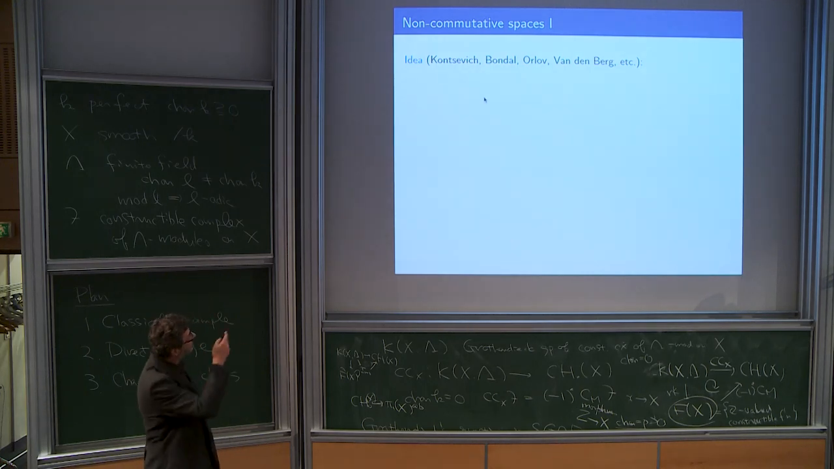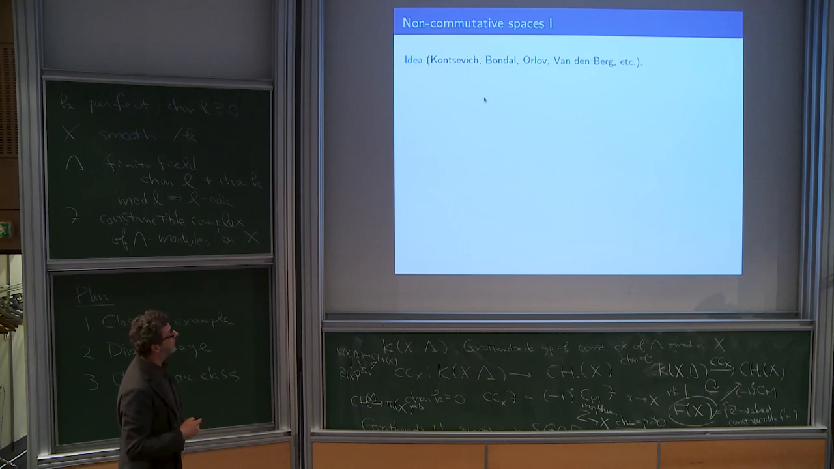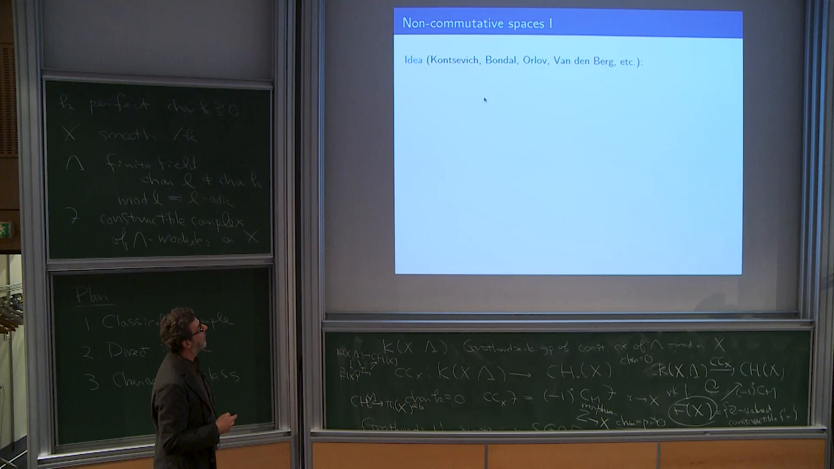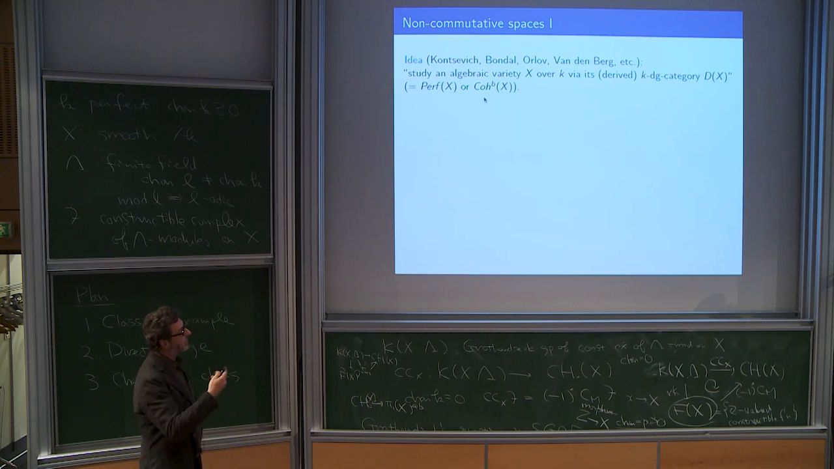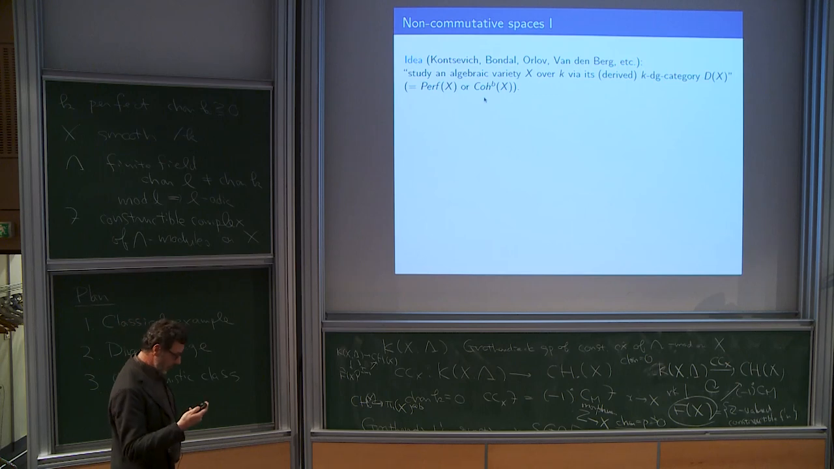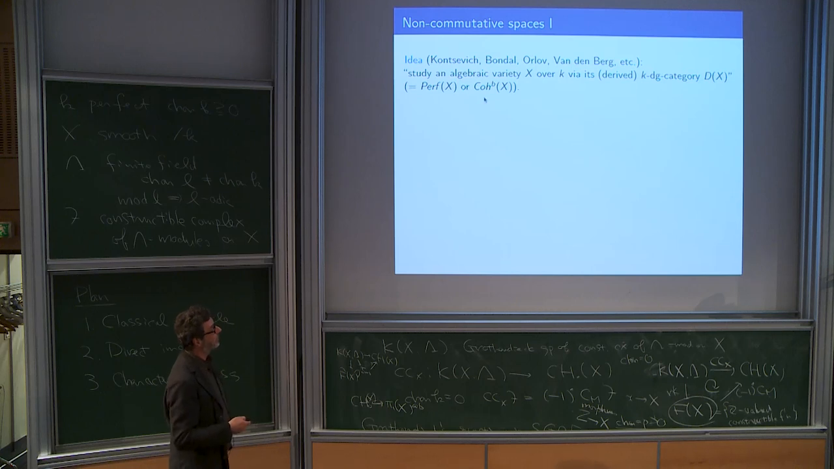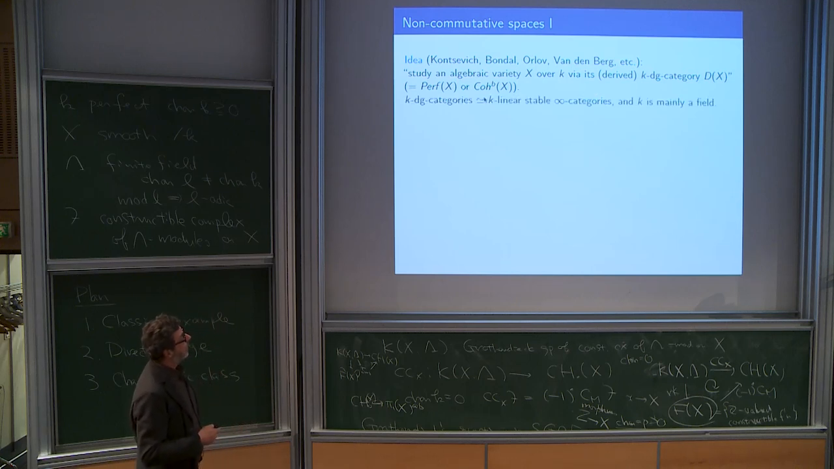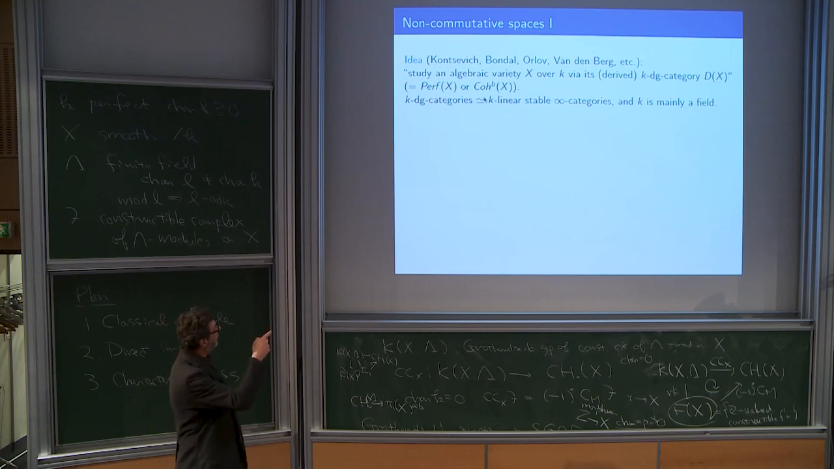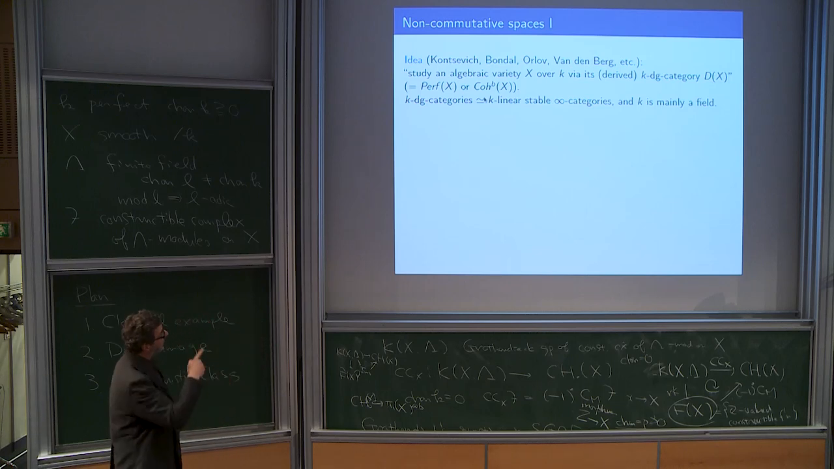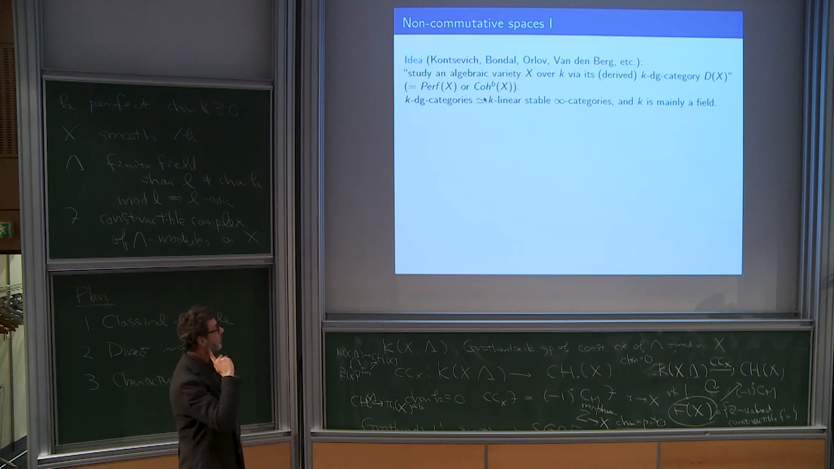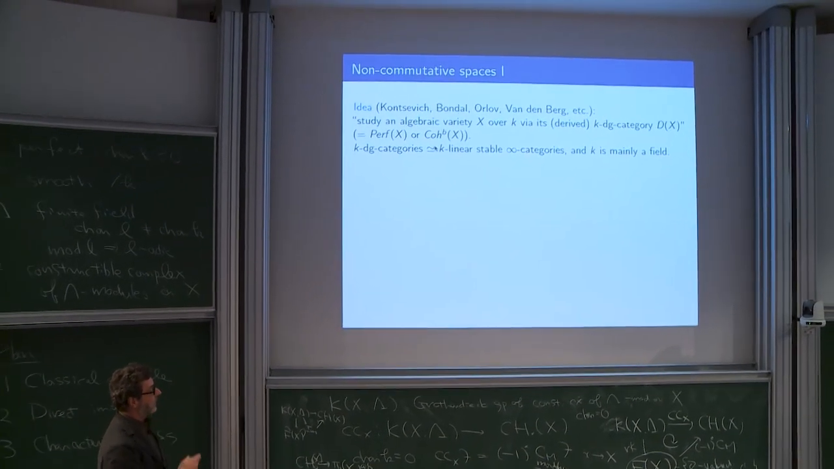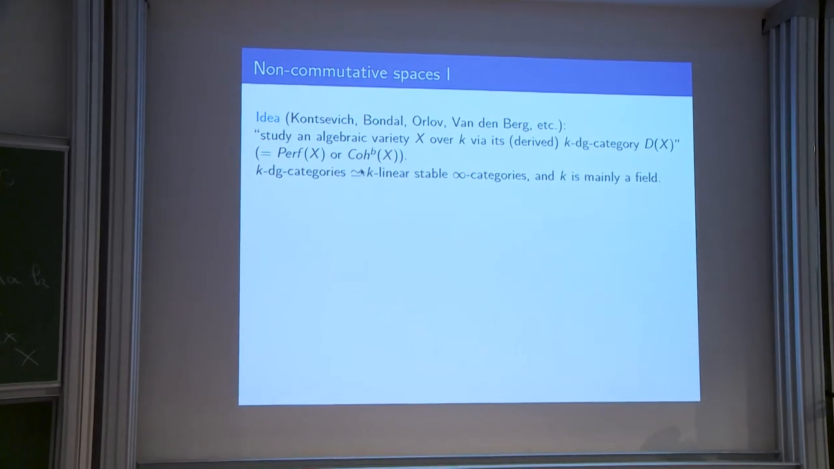The ideas are due to Kontsevich and then were taken up by other people as well. You want to study an algebraic variety, say over a field K, and you can study it using a derived category associated to X: the perfect derived category or the bounded derived category. For the people in infinity categories, K-DG categories are the same thing as K-linear stable infinity categories. And K is mainly a field.